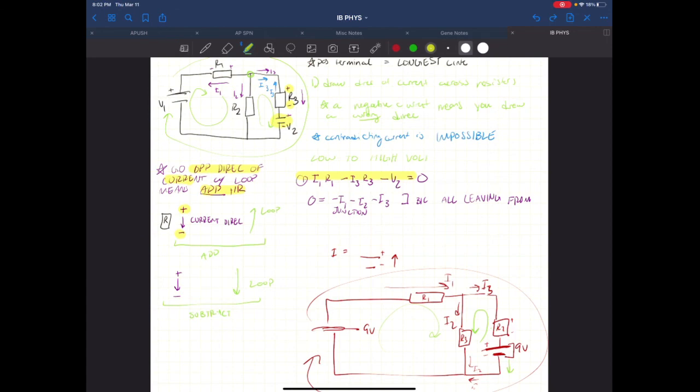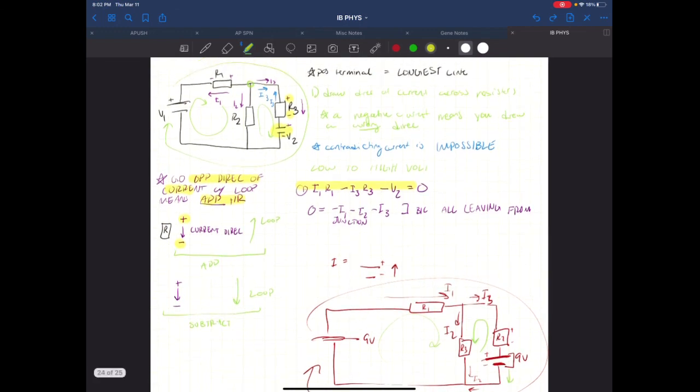Yeah, you would subtract the voltage. Well, for this loop, yes, okay, I see now. So you would subtract the voltage of the battery.